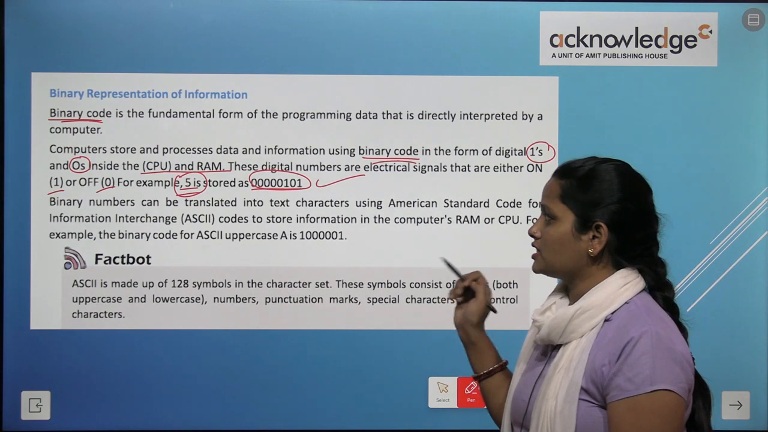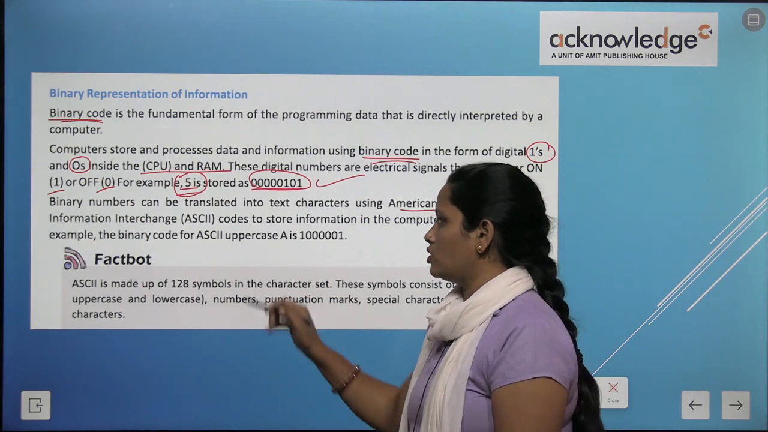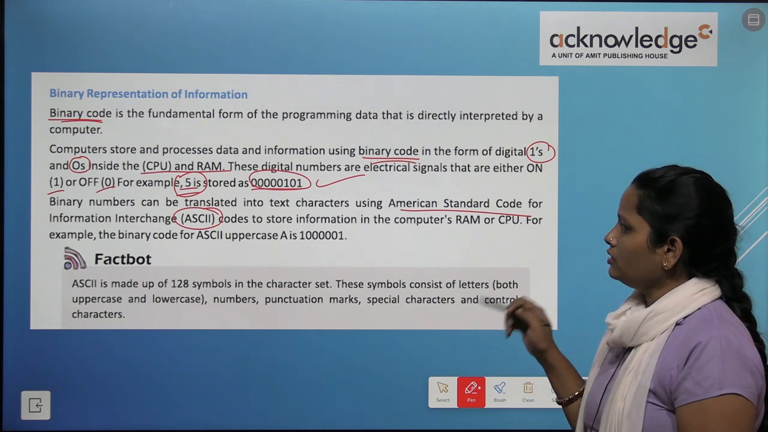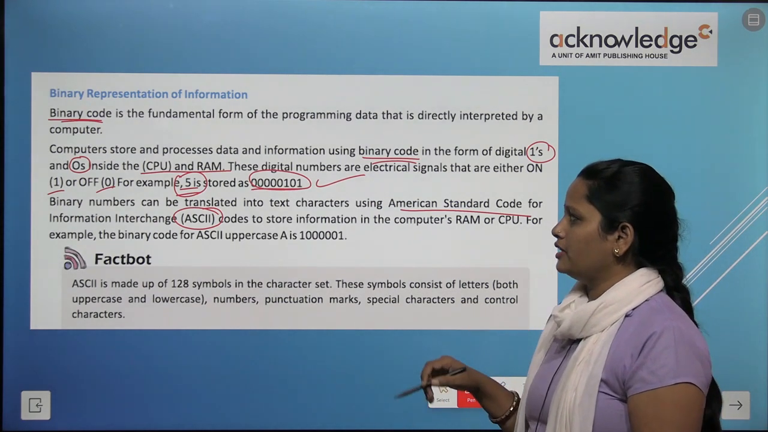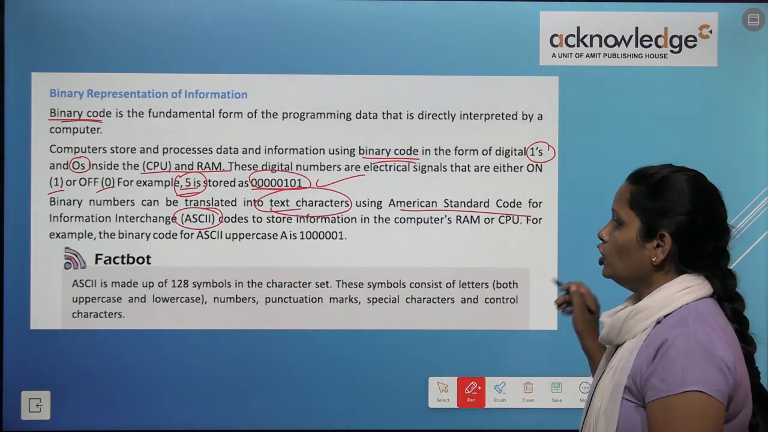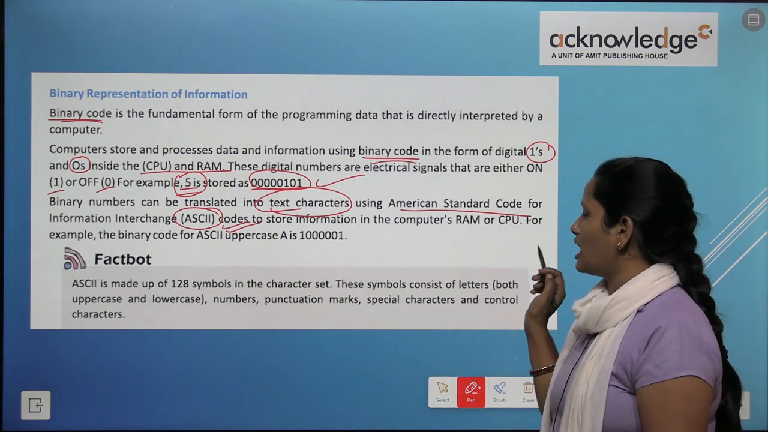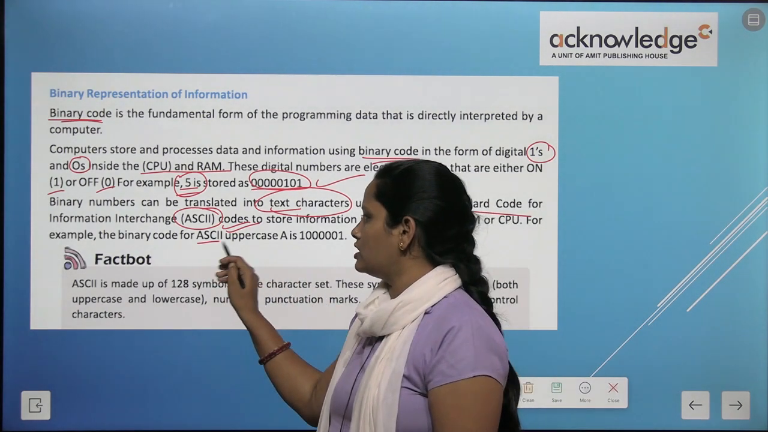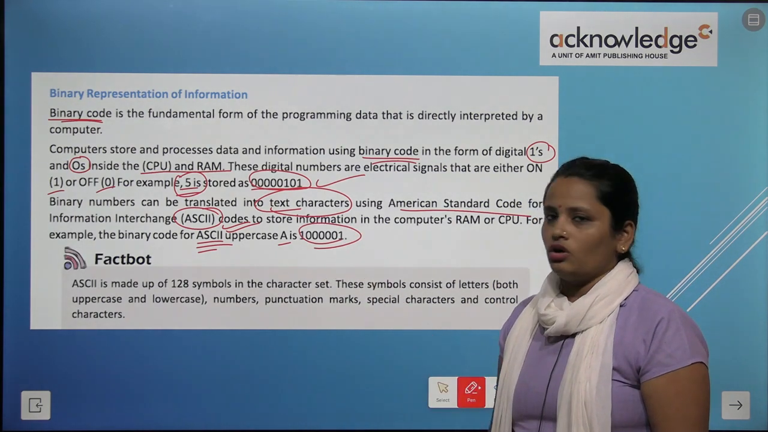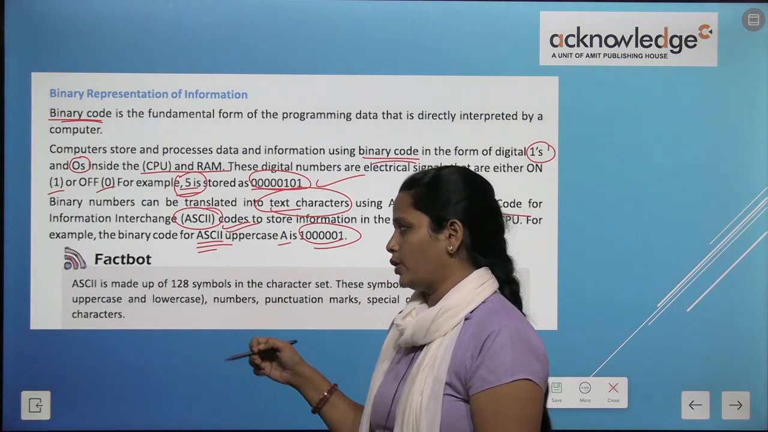Binary numbers can be translated into text characters using the American Standard Code for Information Interchange. So this is ASCII. The binary number can be translated into text characters, in our language, through these codes, to store information on the computer's RAM or CPU. For example, the binary code for uppercase A is this. So whatever the computer understands, it understands in binary language.